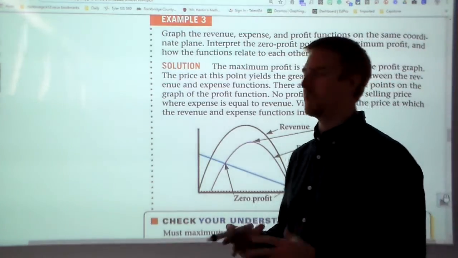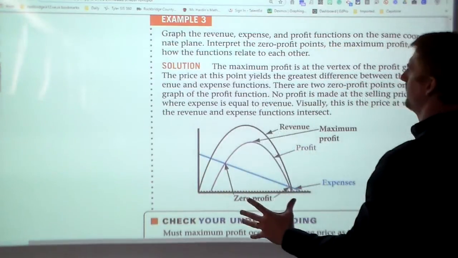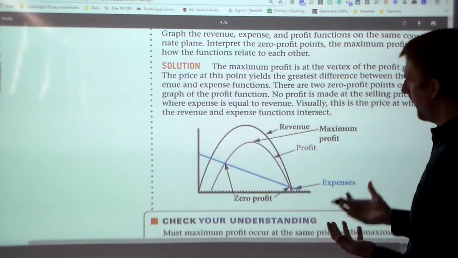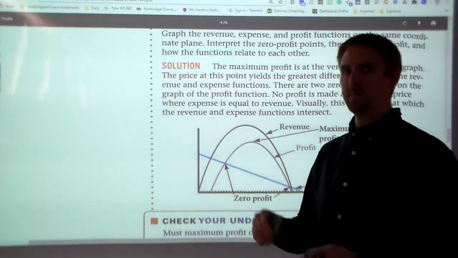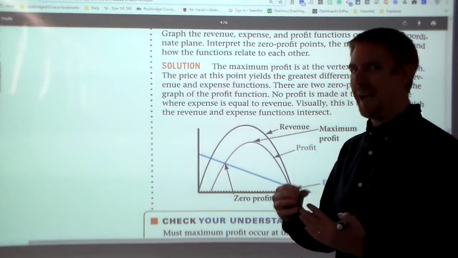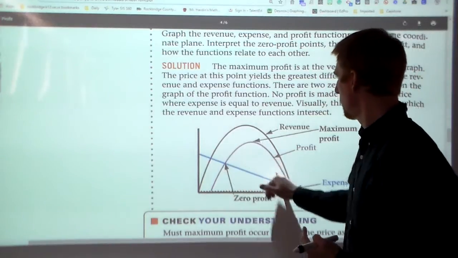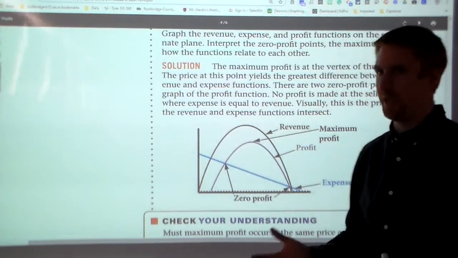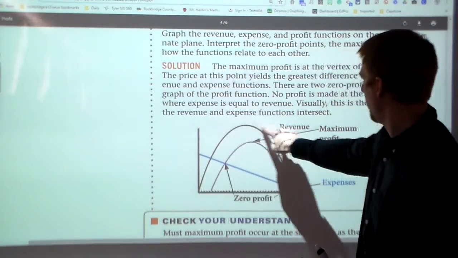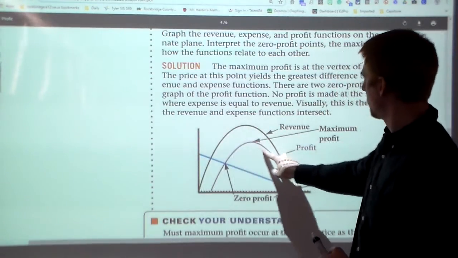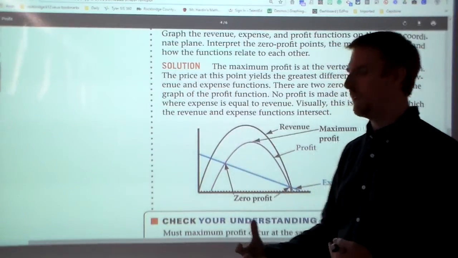Final thing the book does in example 3 is just puts everything together. And this can get a little complicated because there's just so many things going on. But if you've been keeping up, you're just adding one more curve to it. You just add this profit equation. Everything else is what you've been looking at. So you've got your expense equation. Revenue's the bigger parabola. Profit's going to be the smaller parabola inside everything.